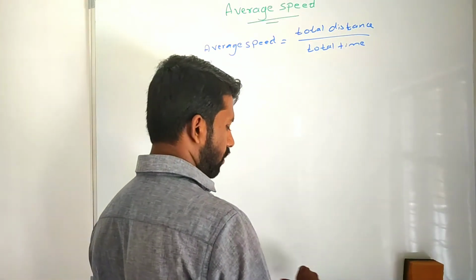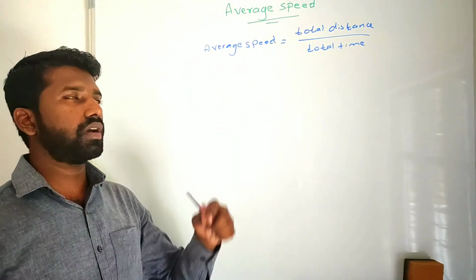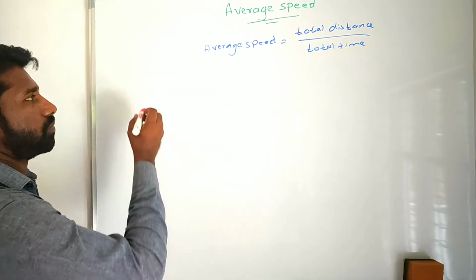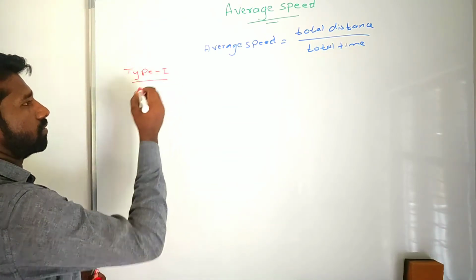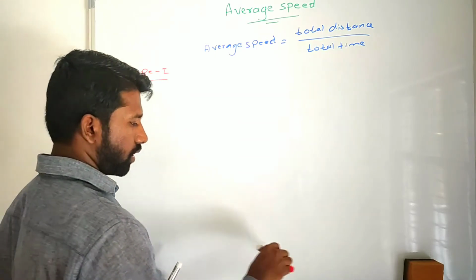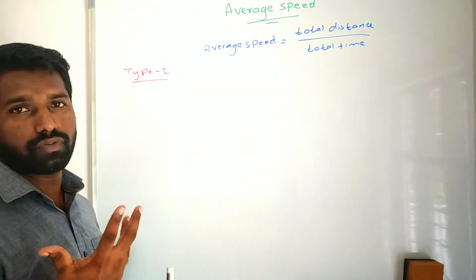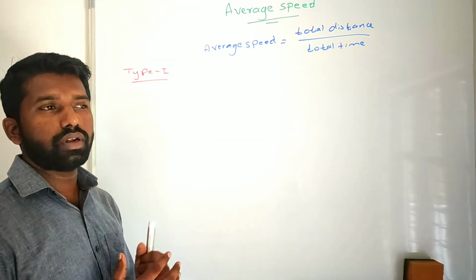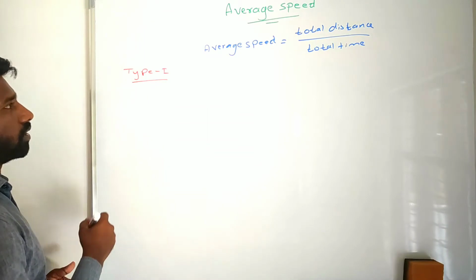So we will consider two types of problems for average speed. The first type is type 1. In that type, the distances are equal, but the velocities are different. How can we calculate the average speed? So I am taking an assumption.